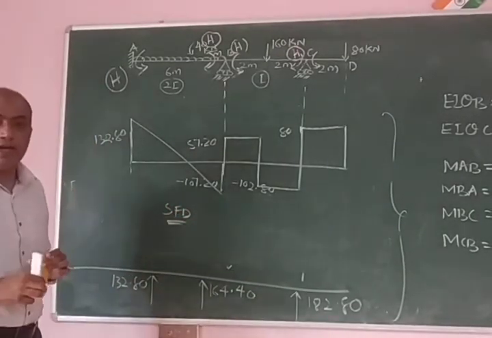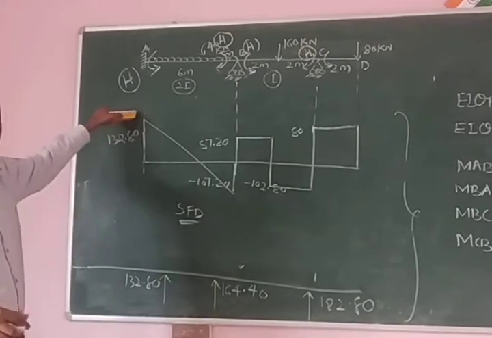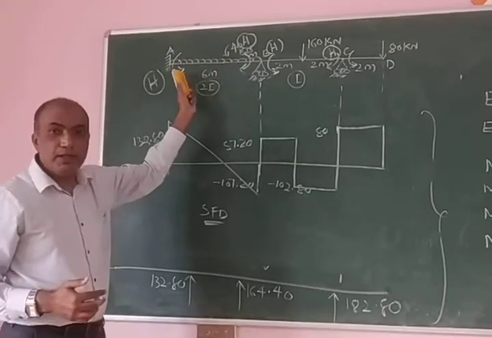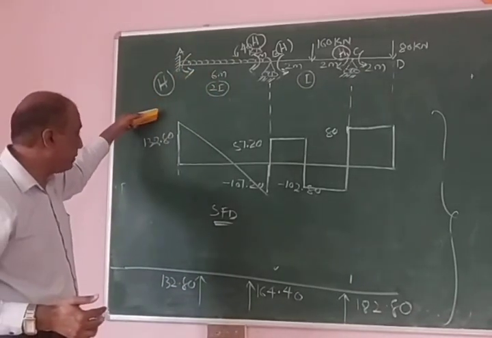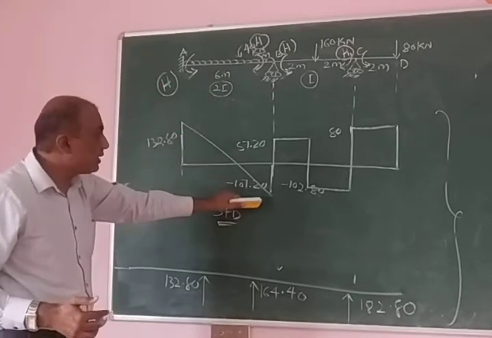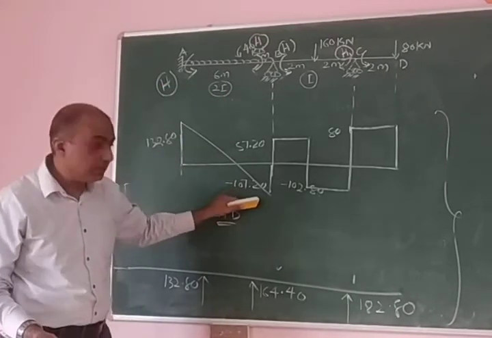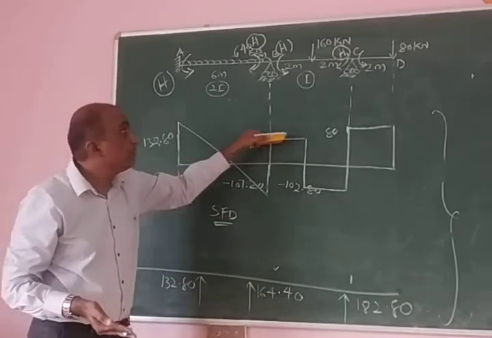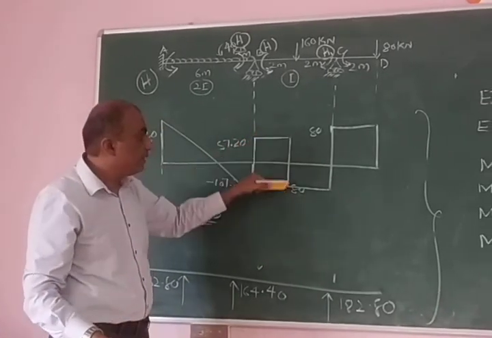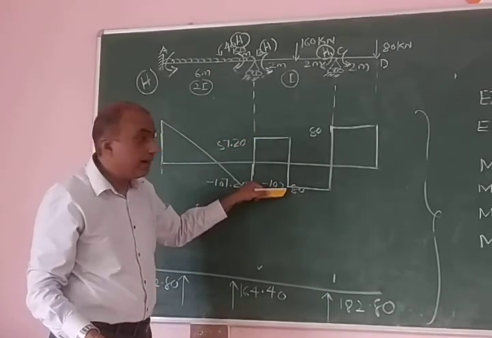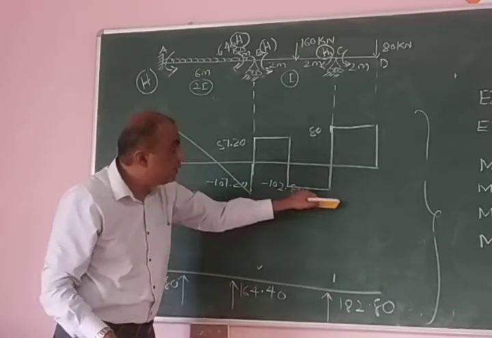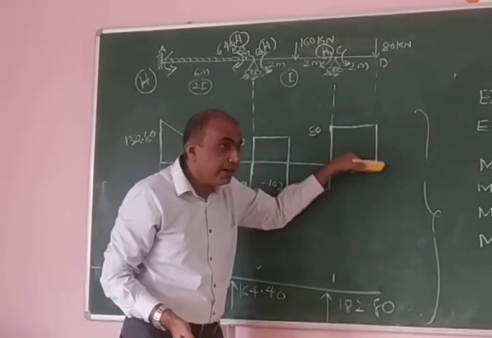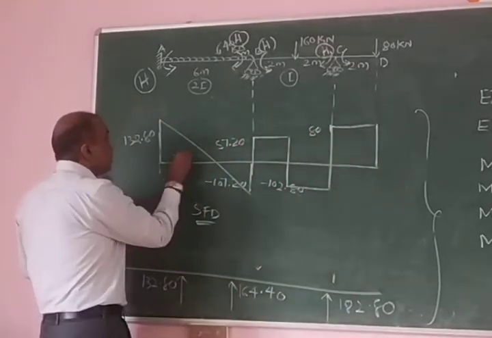I will just explain how I have drawn the SFD. First, 132.8 starts with upward positive on the left side, drops at the rate of 40 per meter. So 132.8 minus 40 into 6, minus 107.2. Minus 107.2 plus 164.4, sudden rise, it becomes plus 57.2, remains constant. Sudden minus 160, it becomes minus 102.8, and then again remains constant. Sudden 182.8 up, it becomes plus 80. Plus 80 remains constant. Sudden minus 80 becomes 0 here. So this is your shear force diagram.